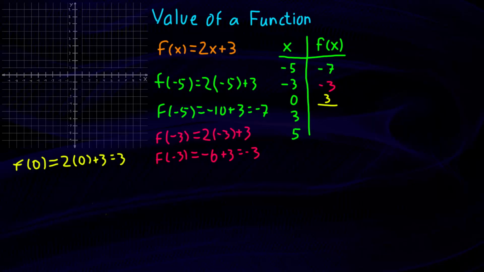And let's keep moving forward with these. Let's go with, let's see, light blue is another color I haven't used. So f of positive 3. So now we're using a positive value of 3 for x, and we're putting that in place of x. So this is 2x plus 3. So now we have 2 times 3 in place of x, and then we have plus 3. So this is 6 plus 3. This is 9.